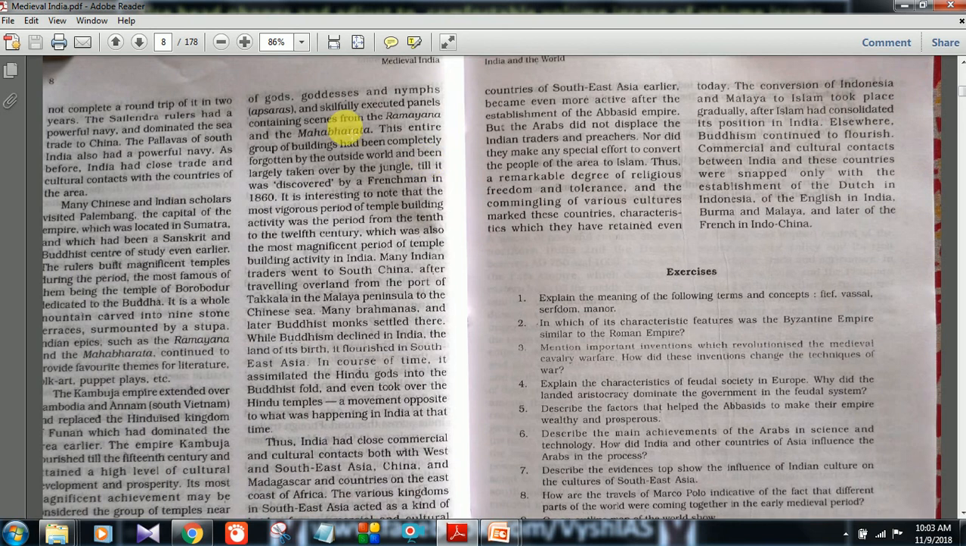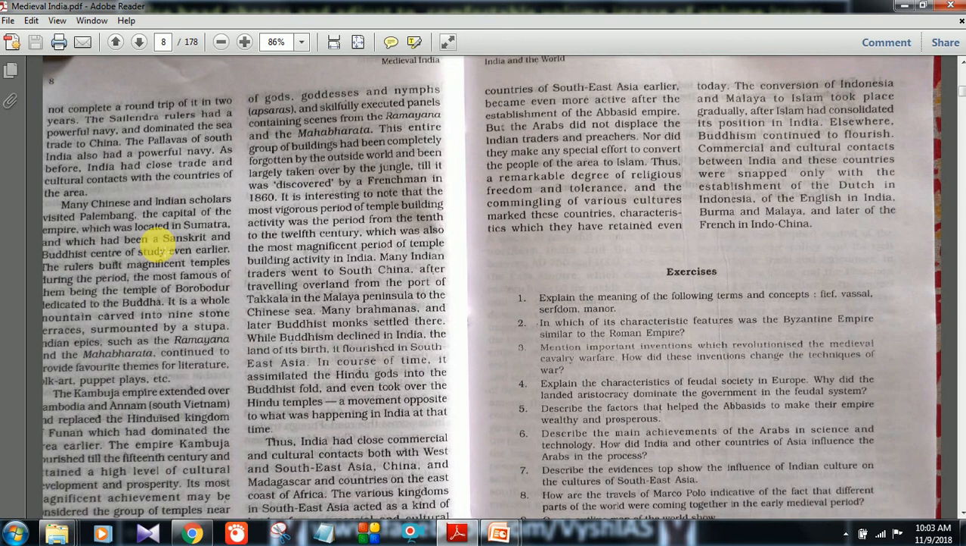Sailendra rulers had a powerful navy and dominated the sea trade to China. The Pallavas of South India also had a powerful navy. Okay, India, I told you already in ancient history when we were learning, they had a powerful navy. Okay, Pallavas, Cholas and all. As before, India had close trade and cultural contacts with the countries of this area. Many Chinese and Indian scholars visited Palembang, the capital of this empire, which was located in Sumatra and which had been a Sanskrit and Buddhist center of study even earlier.